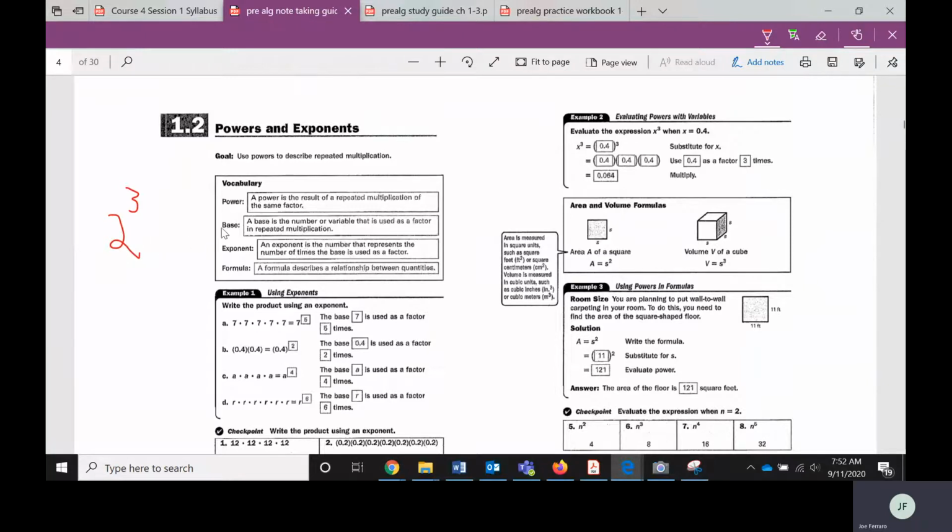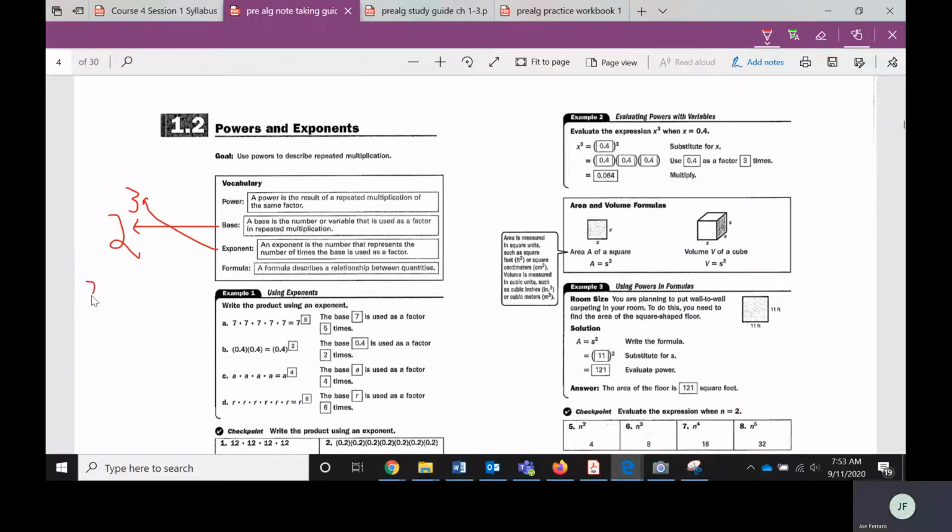But these parts, the base is the big number on the bottom. That's the number that's going to be multiplied over and over. The exponent is the top number, the smaller one written up above and to the right. That's how many of the base there will be.